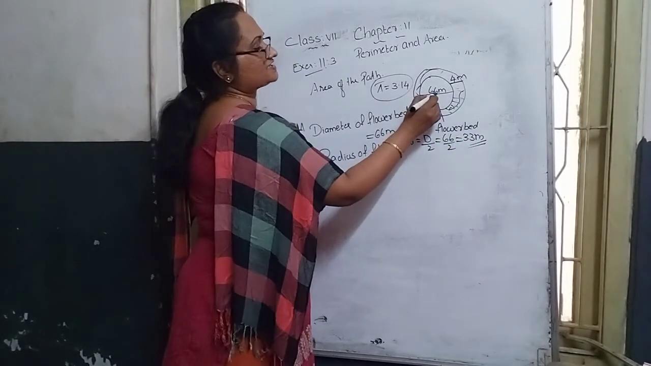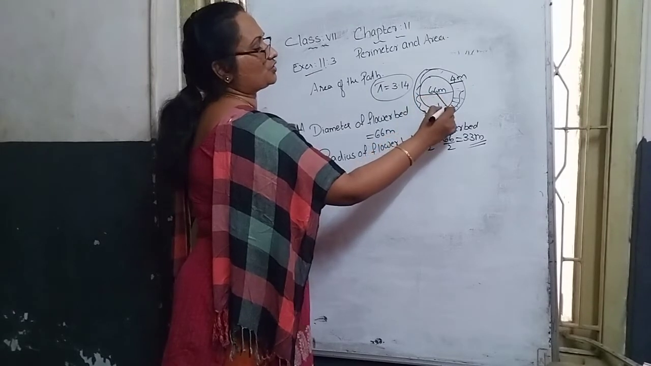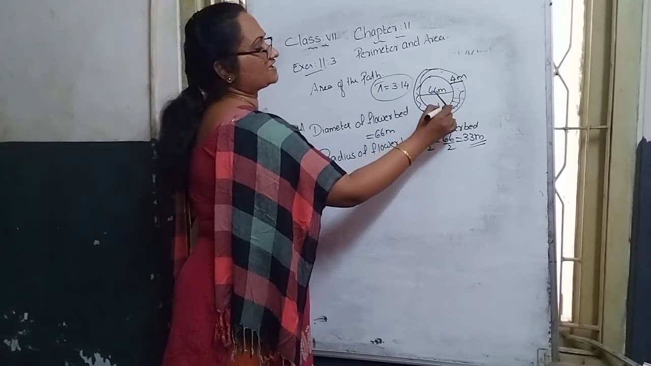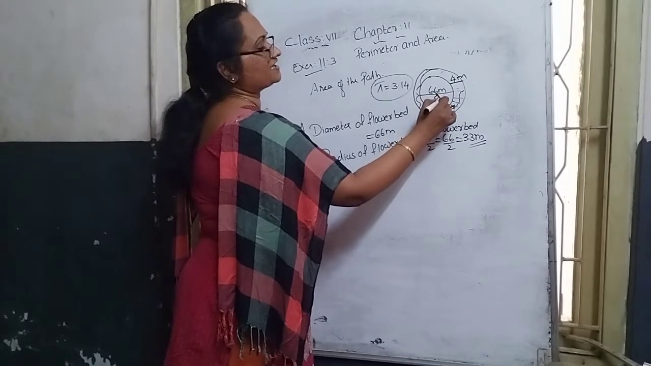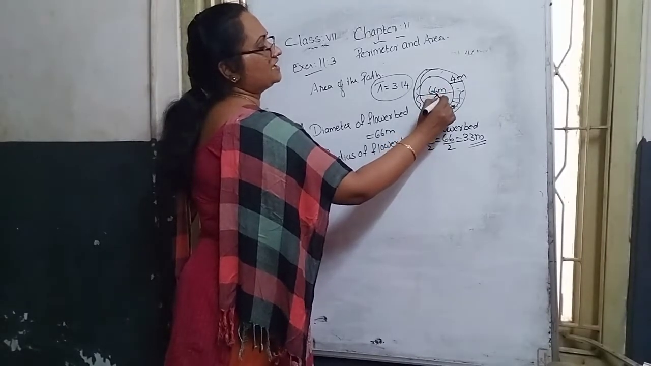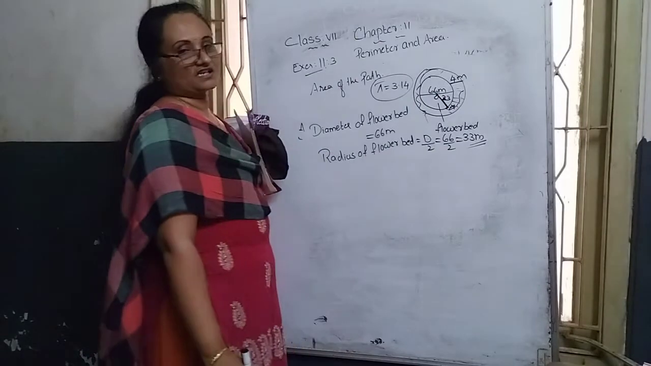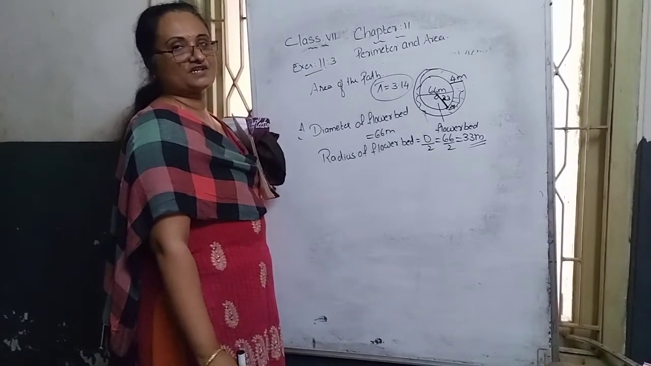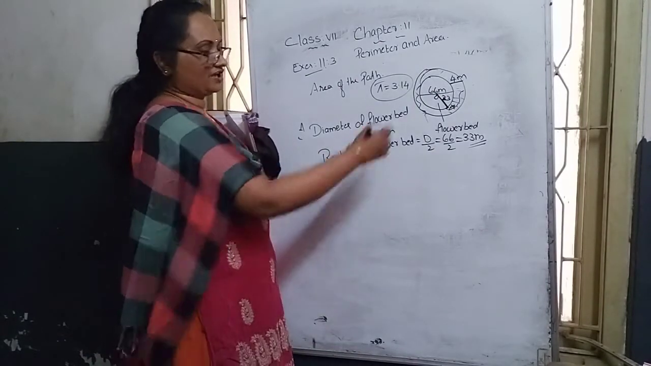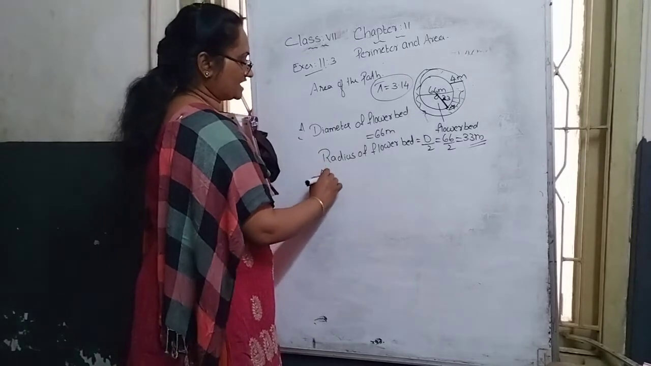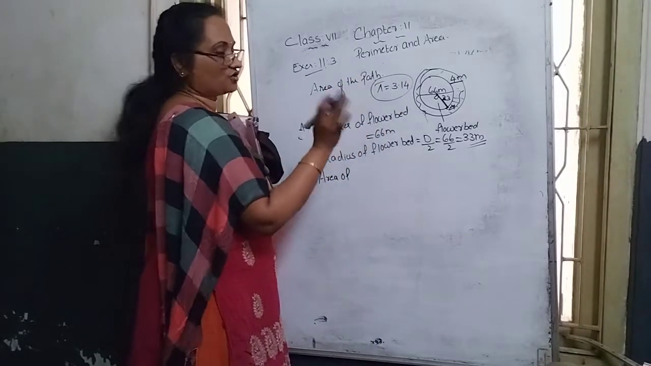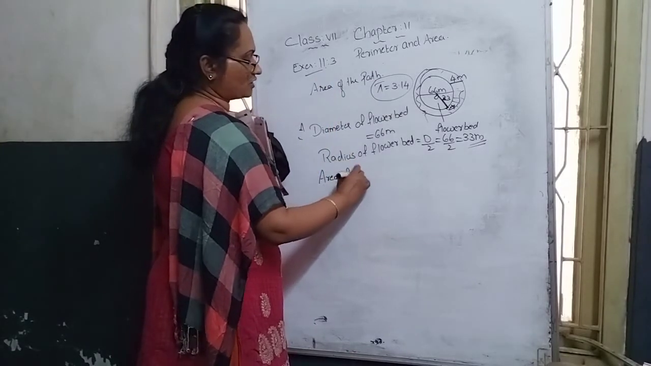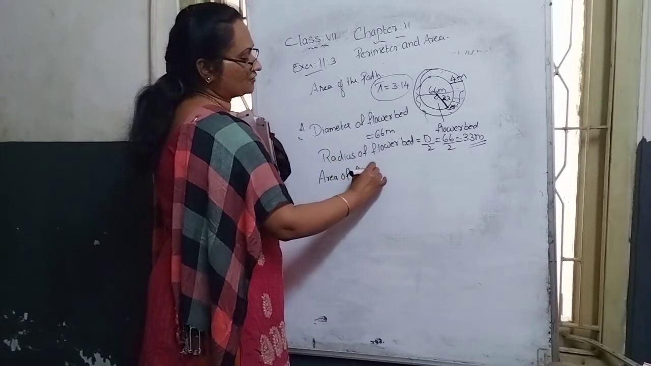That means from the center to any point on the circle we call it the radius. Here we mark O, so OA is the radius. This part comes to 33 meter. The inside circle radius will be 33. Then find the area of the flower bed. After getting the radius, find the area. Inside part means area only, not the boundary part.